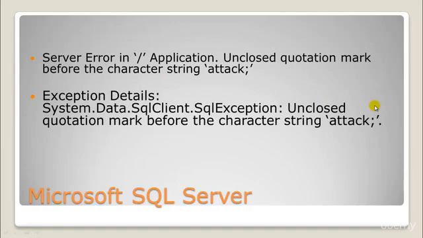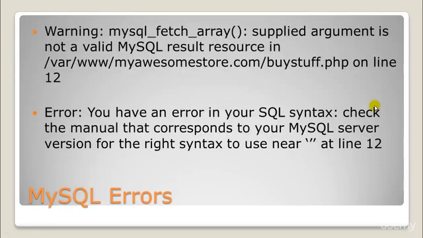The description here says it's an unhandled exception that occurred during the execution of the current web request. Please review the stack trace for information about the error and where it originated in the code, blah blah blah, and something like that. You don't actually need to know much in detail about exactly what this is. I'll show you different types of errors that people would normally get. This is another one: separate argument is not valid, MySQL fetch array, and as you can see, it's in var/www/myawesomestore.com. That var means it is running under Linux.